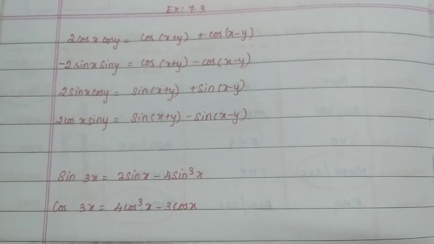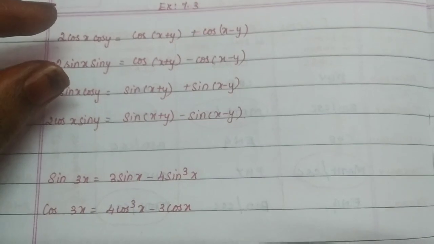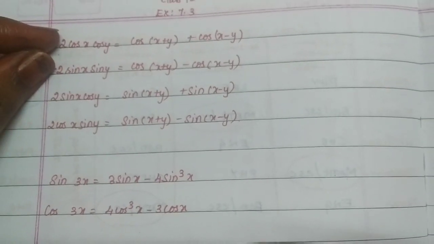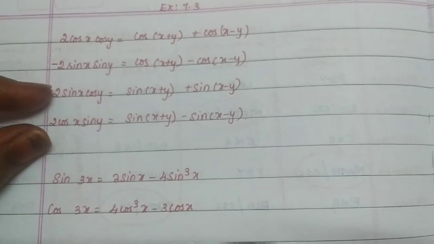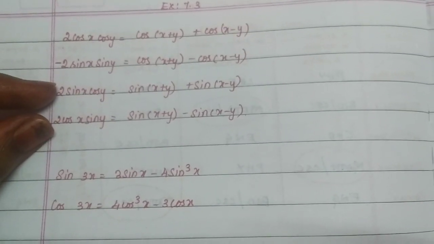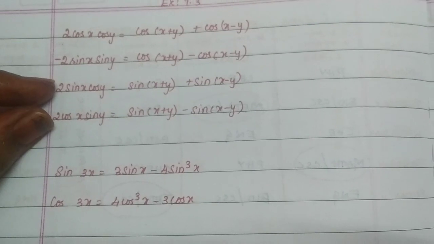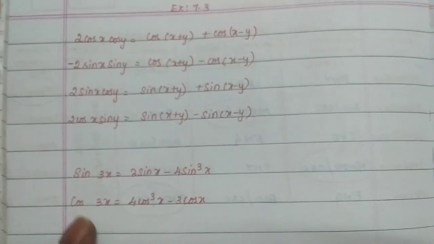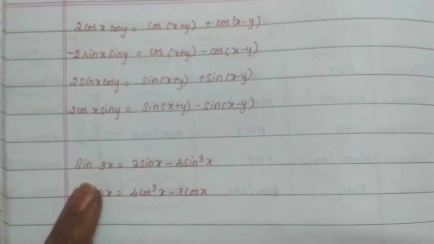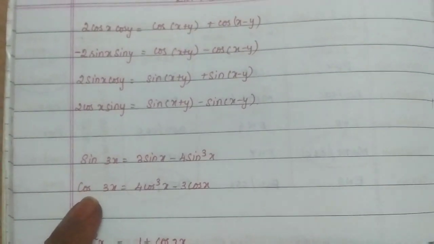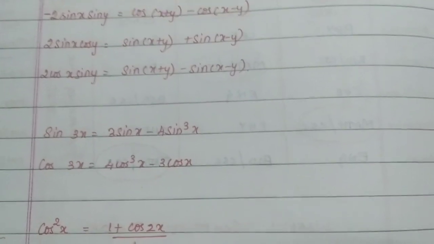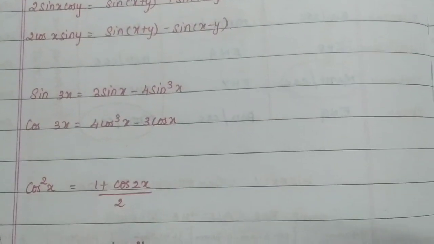When you add and subtract cos of x plus y and cos of x minus y, you will be getting these two formulas. And when you add and subtract sine of x plus y and sine of x minus y, you will be getting these two formulas. And the next one is the sin 3x formula. Sin 3x is nothing but 3 sin x minus 4 sin cube x. Cos 3x is nothing but 4 cos cube x minus 3 cos x.